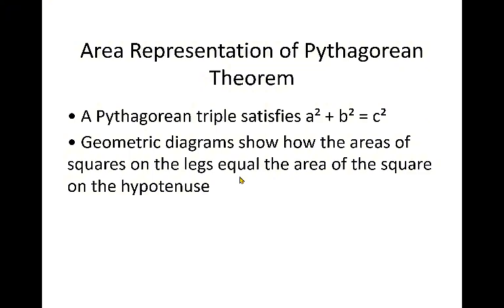Before we dive into our visual, let's quickly define a Pythagorean triple. A Pythagorean triple is a set of three whole numbers that can form a right triangle because they satisfy the equation a squared plus b squared is equal to c squared, where c is our hypotenuse. The geometric diagrams show how the areas of the squares on the legs equal the area of the square on the hypotenuse.